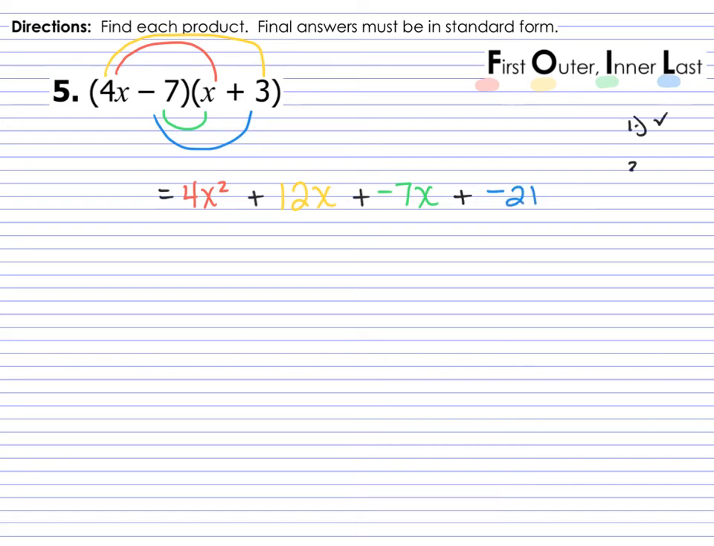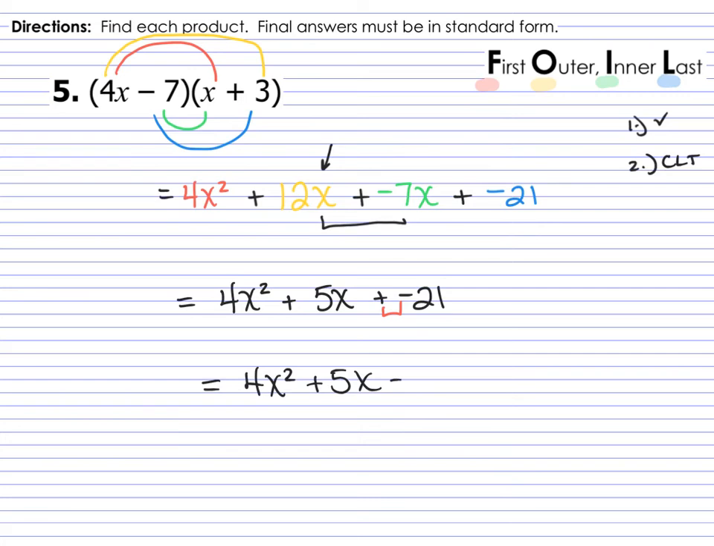Step 1 done. Step 2 was combine like terms. So that's our 12x and our negative 7x. We bring down the 4x squared, that doesn't change, plus, so 12x plus a negative 7x is the same as 12x minus 7x. So that's going to give us a positive 5x because the 12 was bigger, so that's going to keep the sign, plus a negative 21. We've got our plus and negative right here, so we're just going to rewrite. So our final answer for this one is going to be 4x squared plus 5x minus 21. And that will be the final answer.